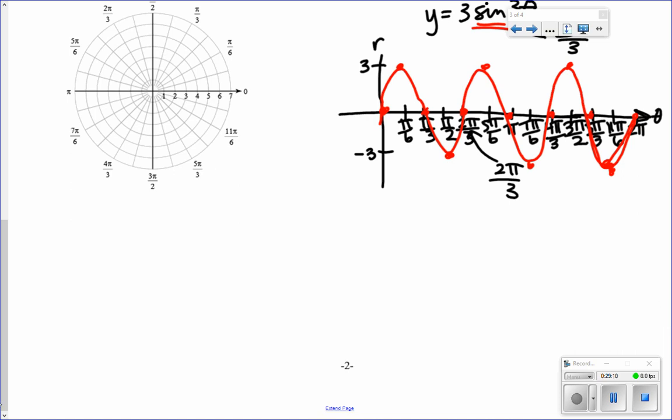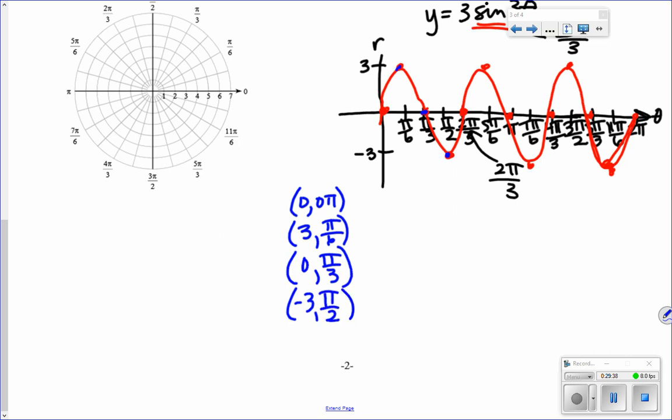So my first point is 0, 0 pi. Following along the curve, my second point is 3, pi over 6. Keep working my way through. 0, pi over 3. There's that third point. Moving on. And at negative 3, pi over 2. Here at 0, 2 pi over 3.